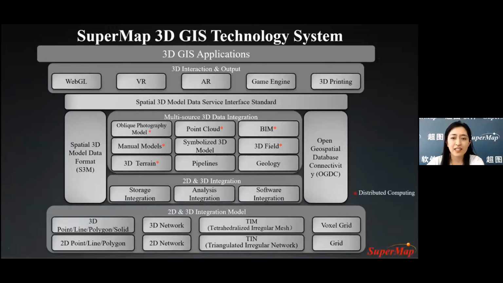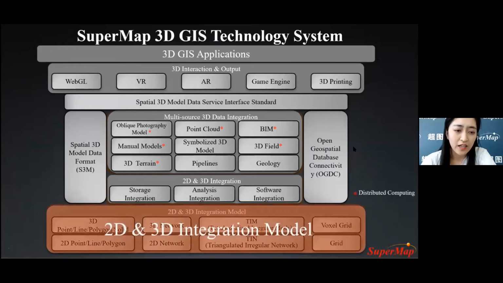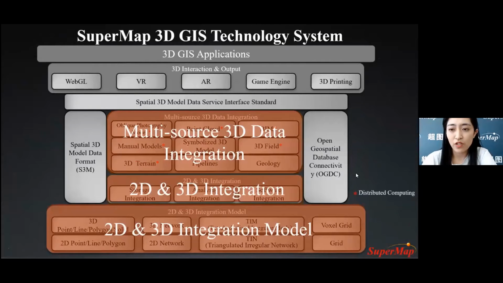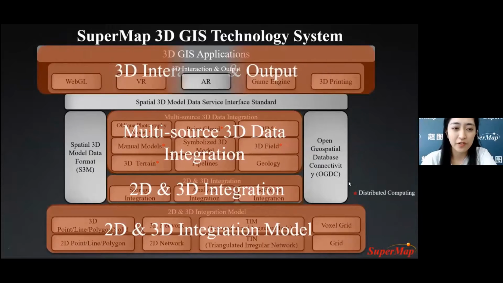And this is the Supermap 3D GIS technology system. We have 4 parts of the technology system, which are the 2D and 3D integration model, 2D and 3D integration, multi-source 3D data integration, and 3D interaction and output.